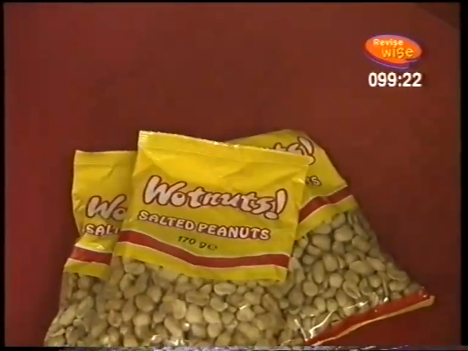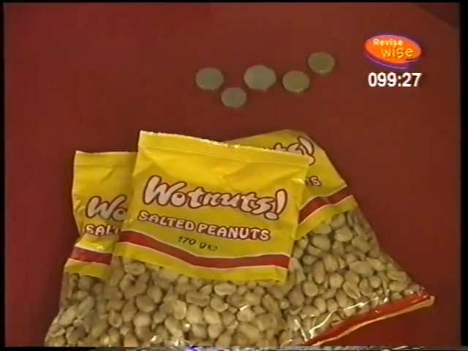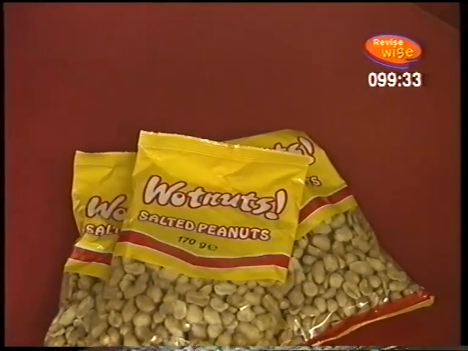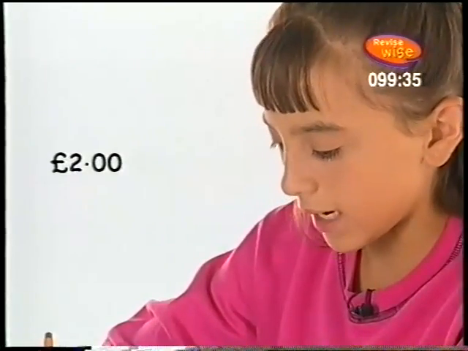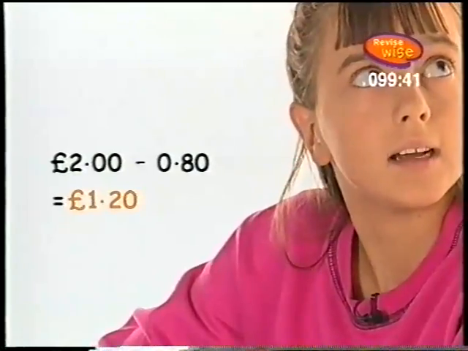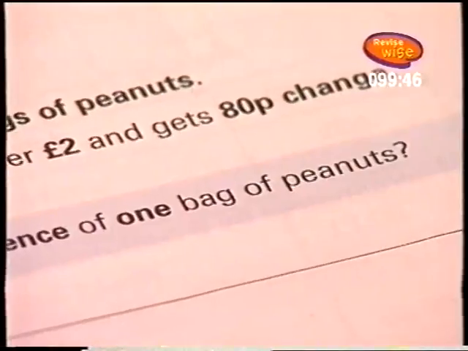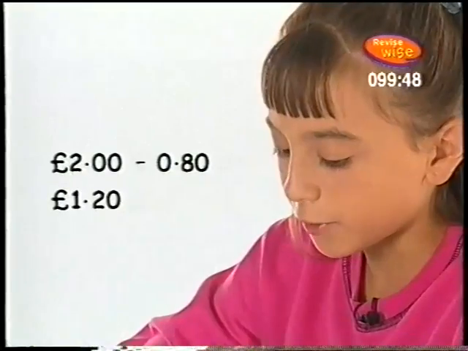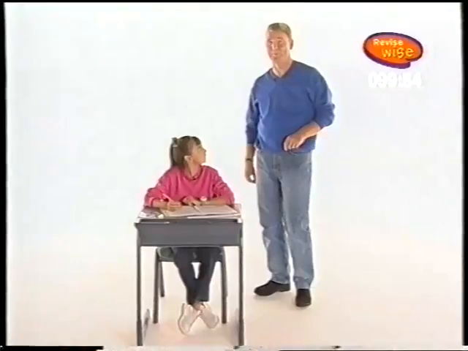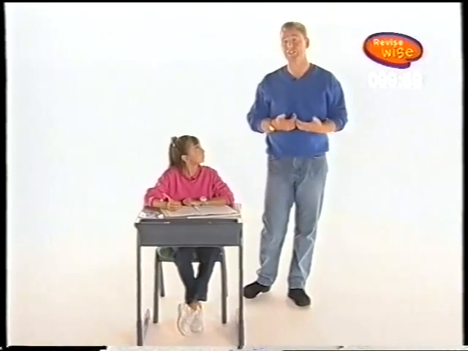The trick here is to think about what happens when you buy something and get some change, and then work backwards. Well, if she paid £2 and got 80 pence change, then the peanuts must have cost £2 take away 80 pence. That's £1.20, so that's the answer. But is it? Check what the question's asking. Oh, it wants the price of one bag of peanuts. So I have to divide the £1.20 by 3. That's 40 pence. Yes. And there were 2 bits of maths in that question, so it was really important to check exactly what the question was asking.